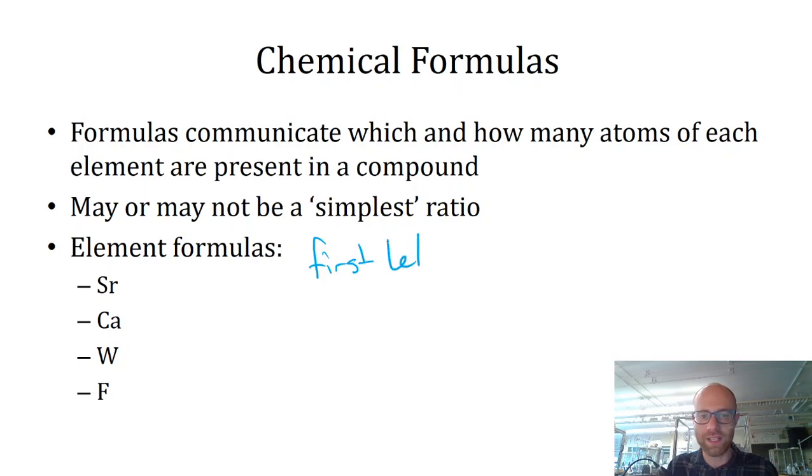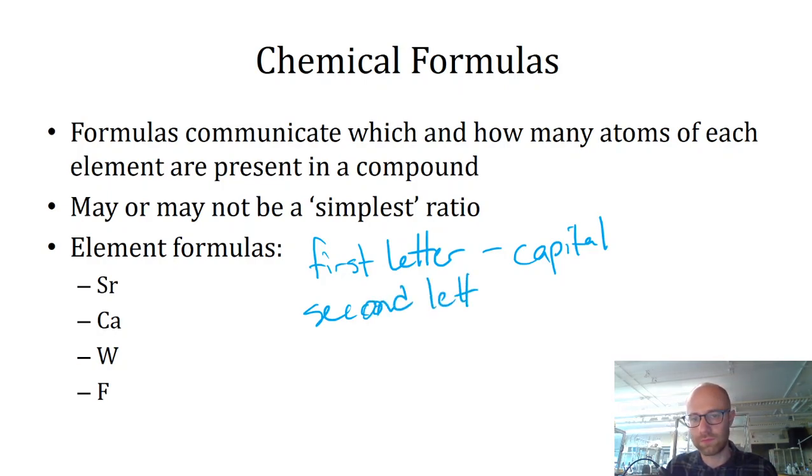First letter is capital. Second letter, which is optional, is lowercase. So sometimes you'll see something like a W or an F. These are chemical formulas for an element where there's only one letter as the symbol.